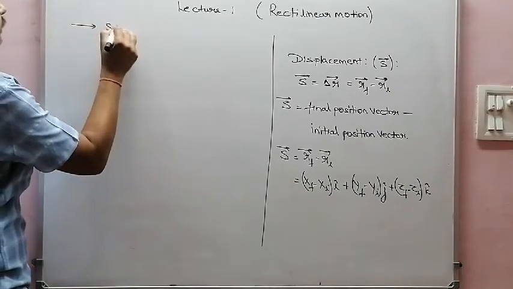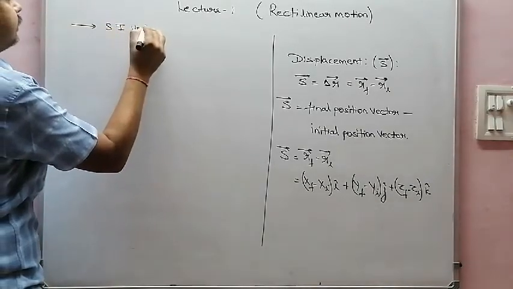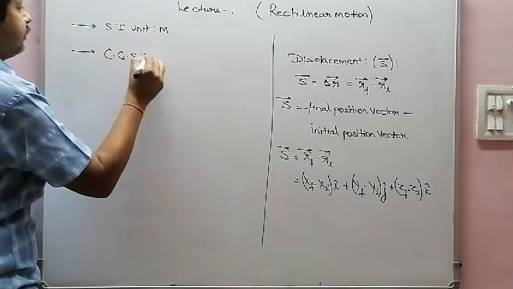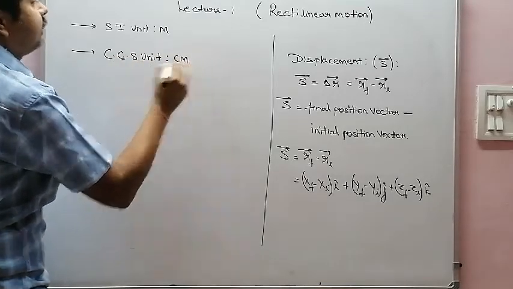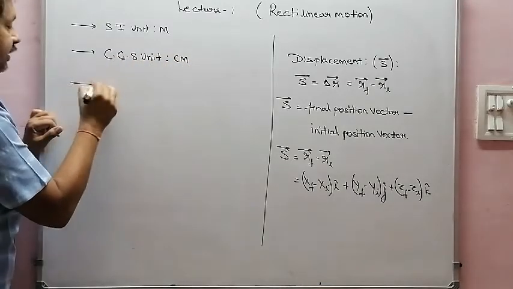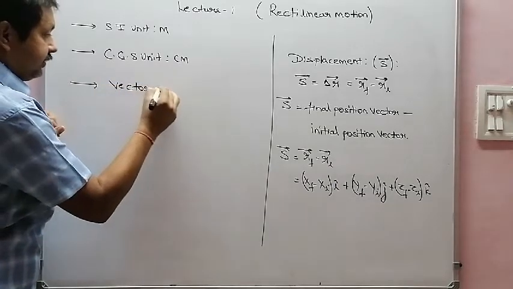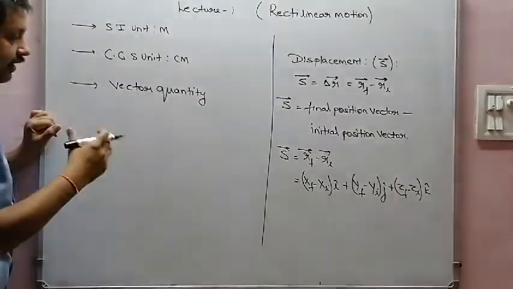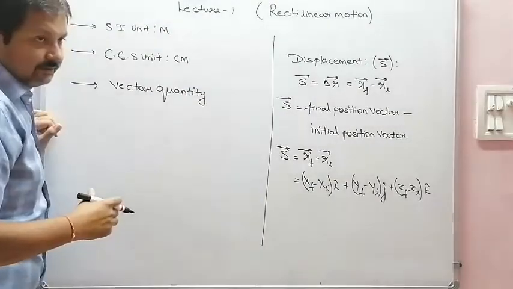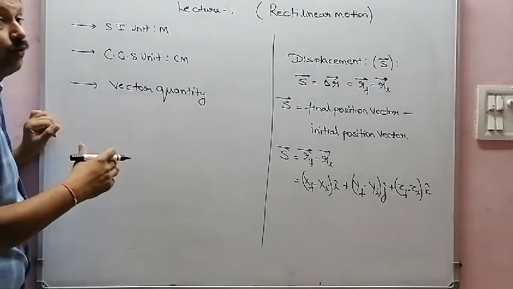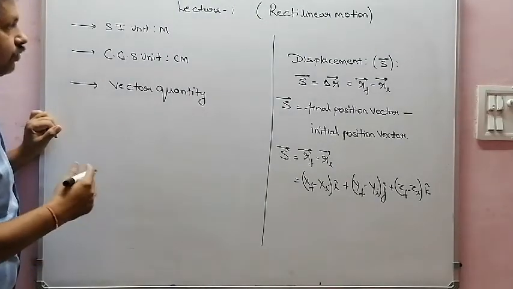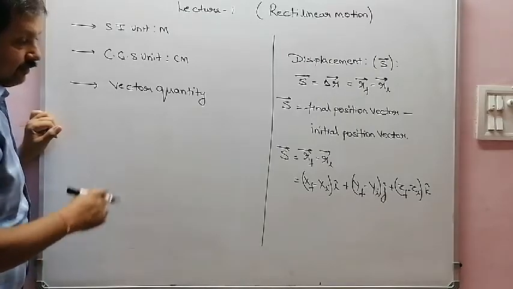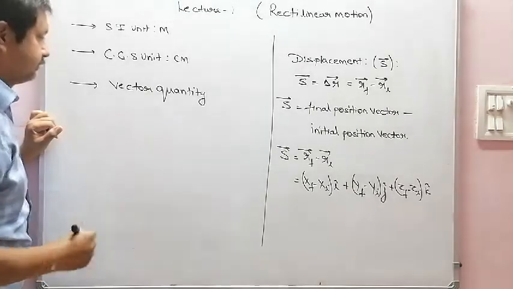Now again for displacement, SI unit meter, CGS unit centimeter. Displacement is a vector quantity. Whenever we say a physical quantity is a vector quantity, we will discuss how to find its direction. So the direction of displacement is given by from initial position to final position.